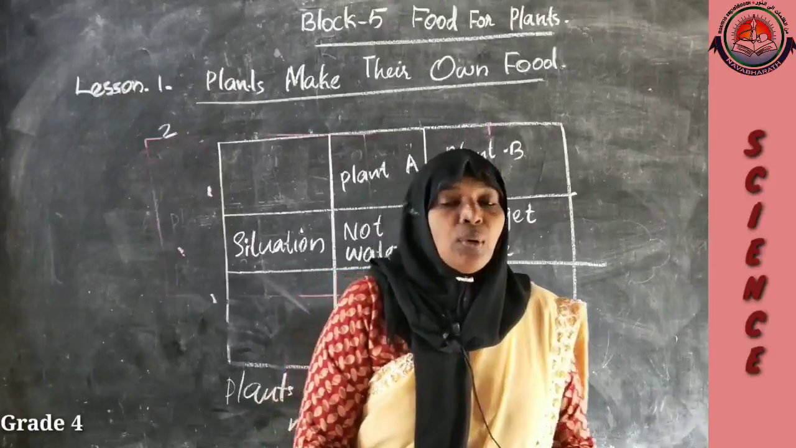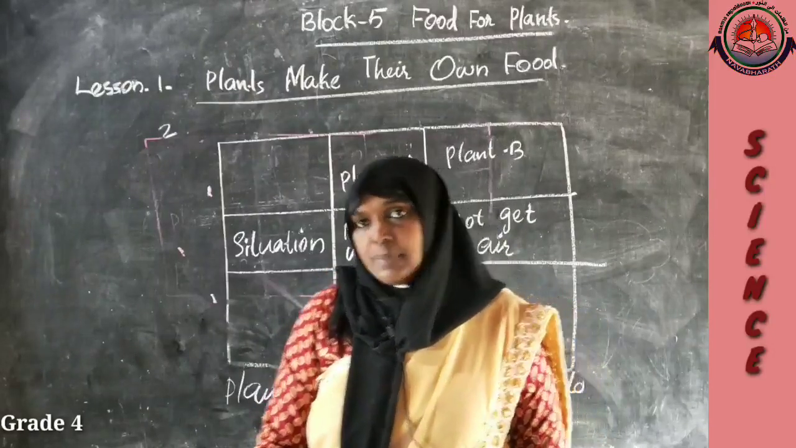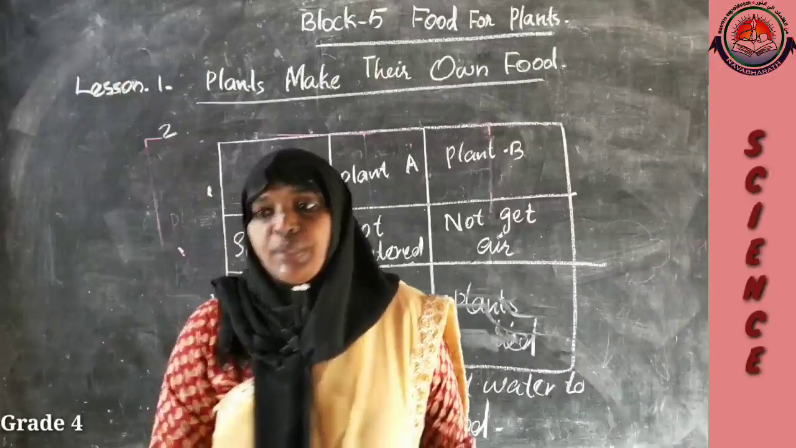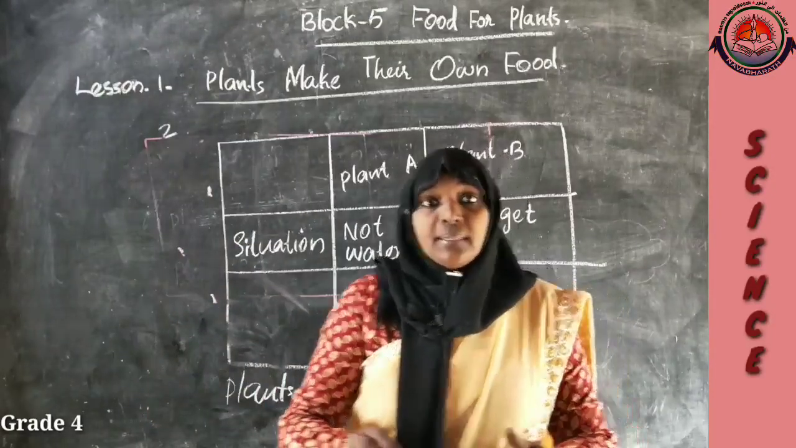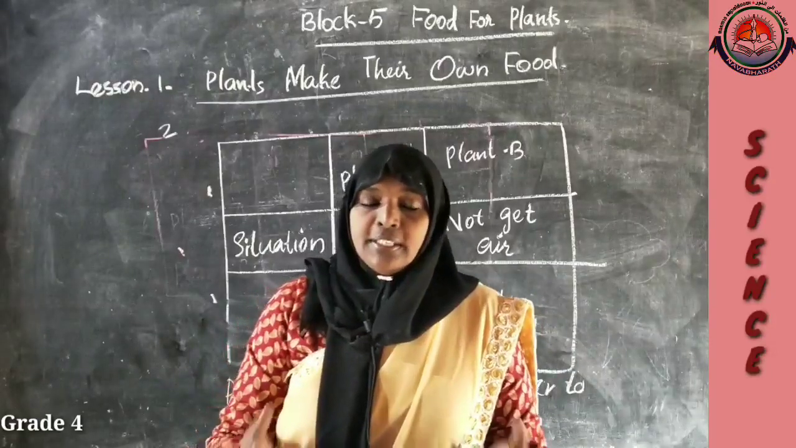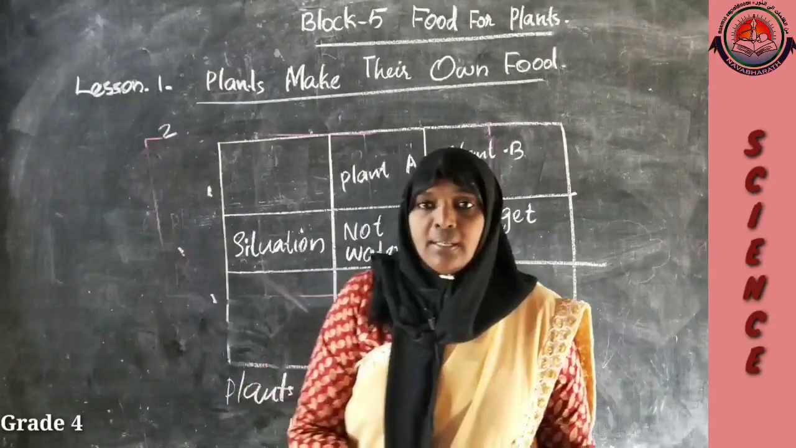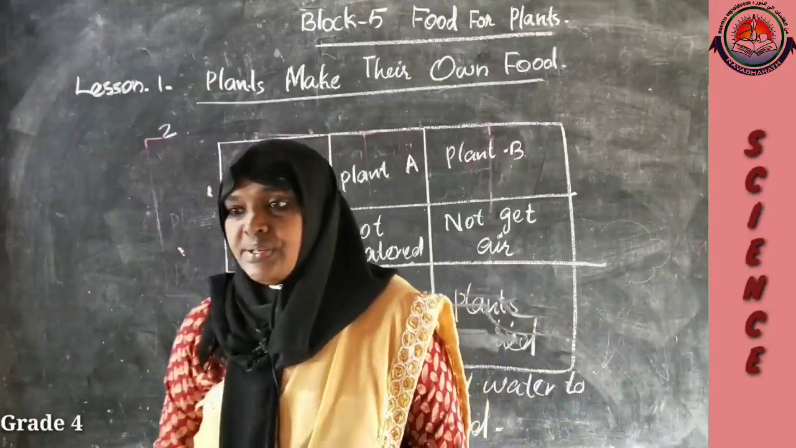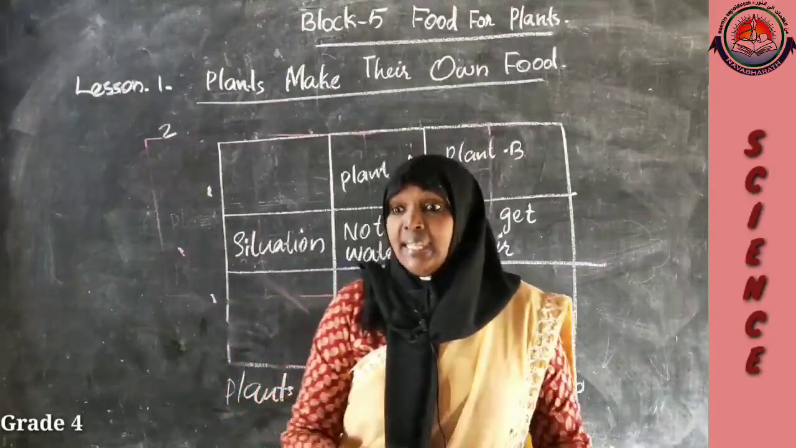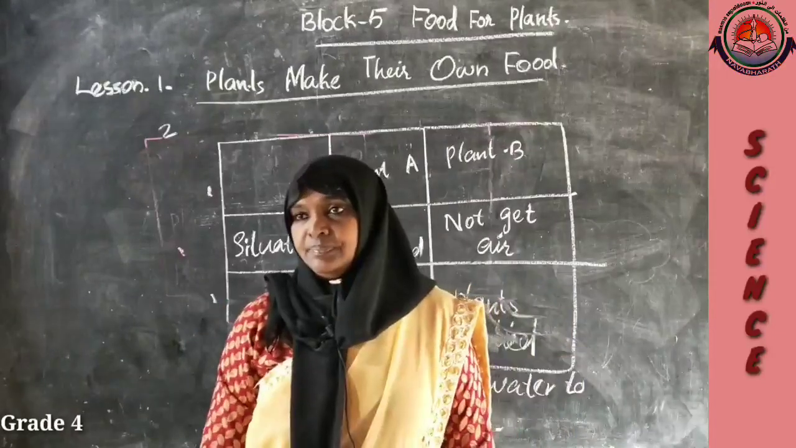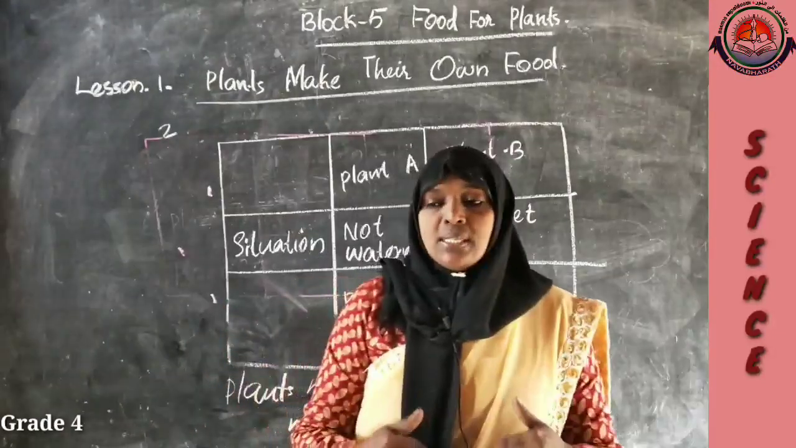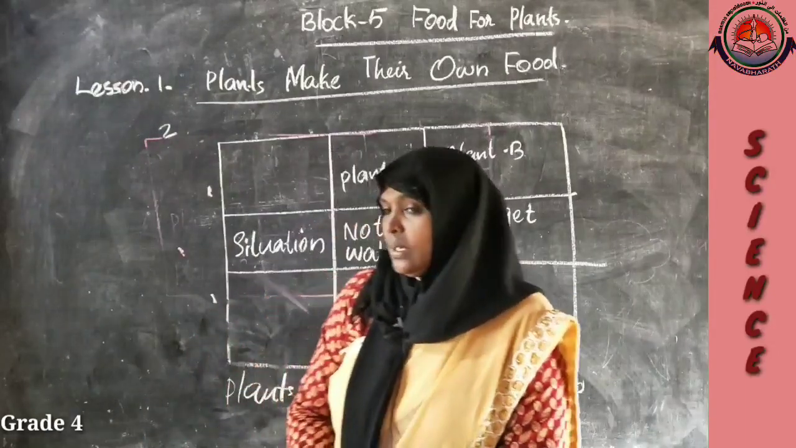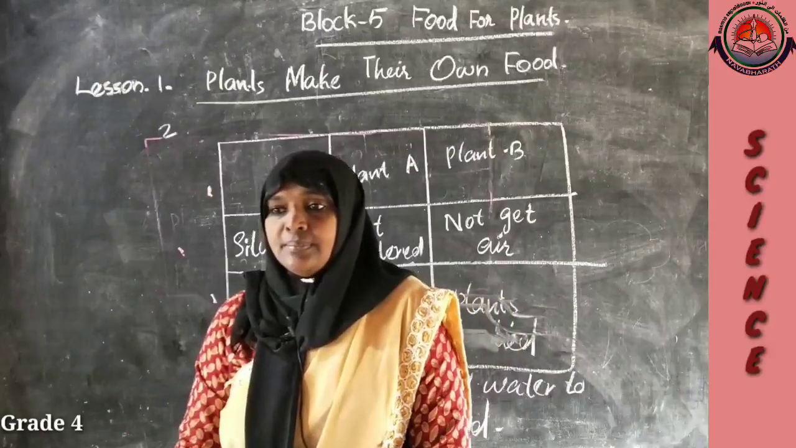Plants make their own food. What is plants' food? Glucose. It's a type of sugar. To make their food, they need water and carbon dioxide in the presence of sunlight and the green chemical in their leaves. This process is called photosynthesis. What is this called? Photosynthesis.